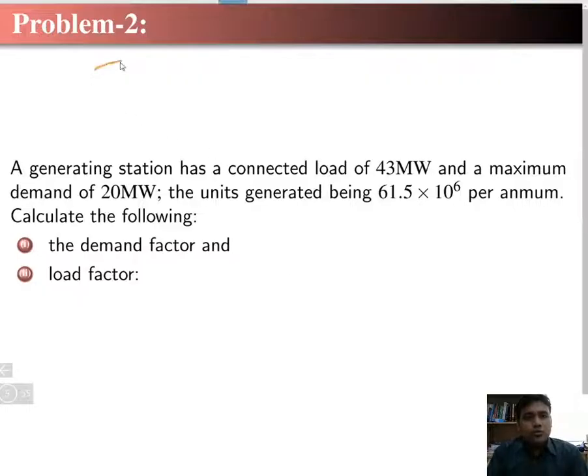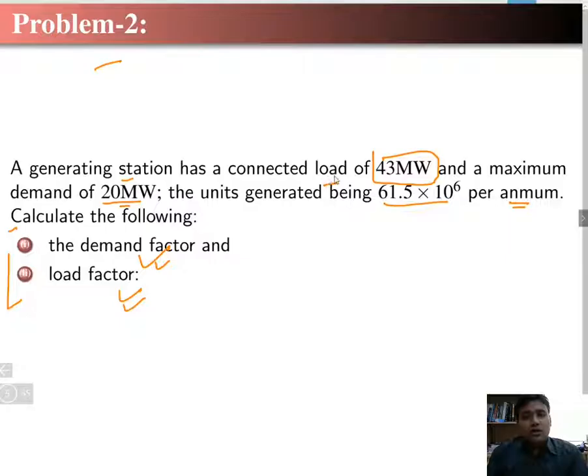Problem number 2, we are going to discuss if you have a generating station where the connected load is 43 megawatt, maximum demand given to be 20 megawatt, energy generated 61.5 × 10^6 per annum. Calculate the demand factor and the load factor. So two factors we have to calculate: the demand factor and second the load factor.